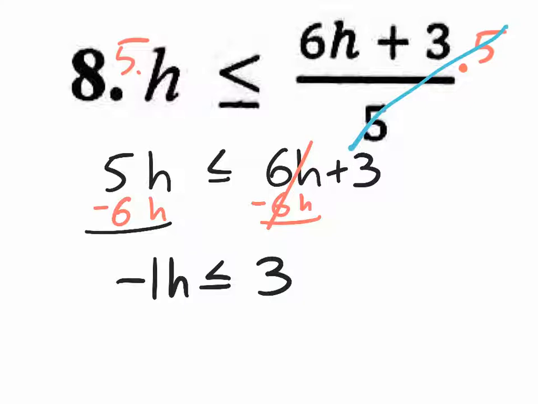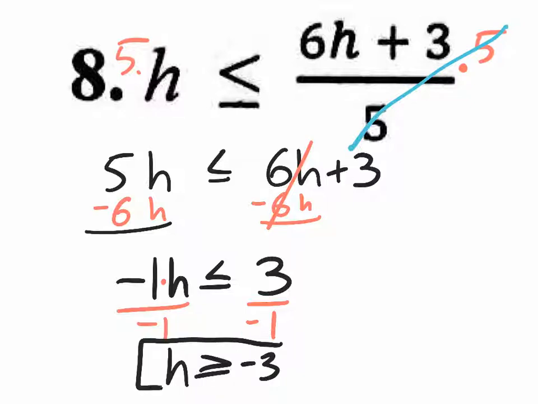So for my final step here to get h by itself, I'm going to divide by -1 because that's really the opposite of multiplying by -1. And when you do it to one side, you do it to the other side, divide by -1. So what do I have left? I have h. Do I keep the symbol or flip the symbol? Flip it, change it, right? And that becomes a -3. There is my answer. H is greater than or equal to -3.